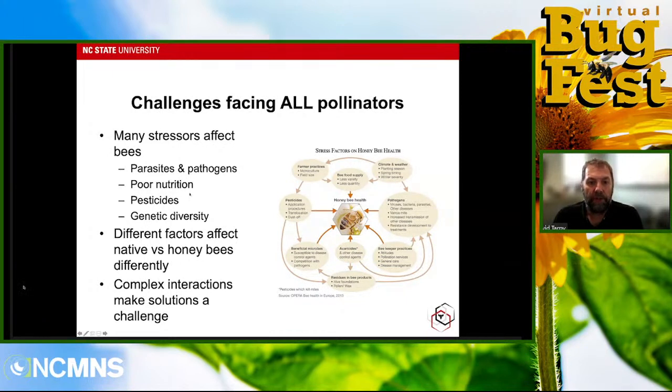The nutritional decline from loss of habitat is something that all bees share, as are pesticides and perhaps even other problems. The different factors, however, affect native bees versus honeybees in different ways, even though the underlying root causes may be the same. And they are all interacting with each other across these different species, which makes a simple single solution a real challenge. So we really need to take a holistic approach to trying to address the problems that are facing all pollinators, not just one or another.